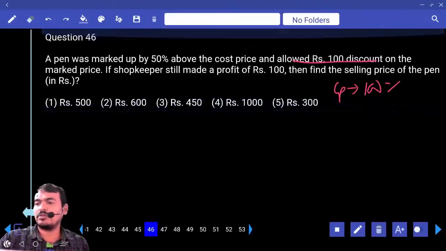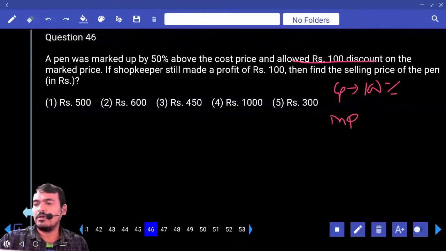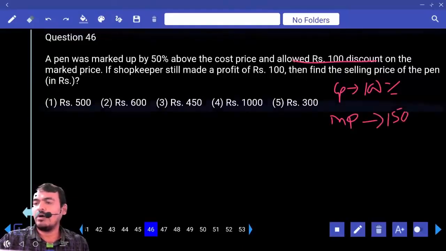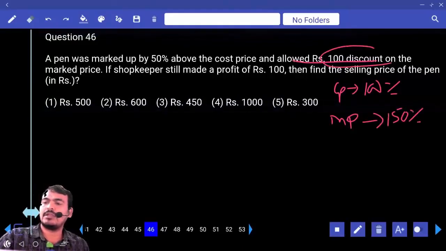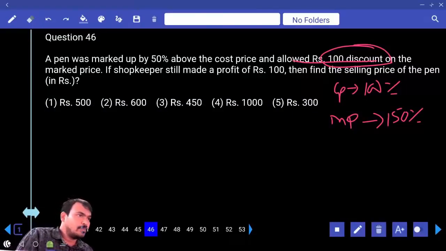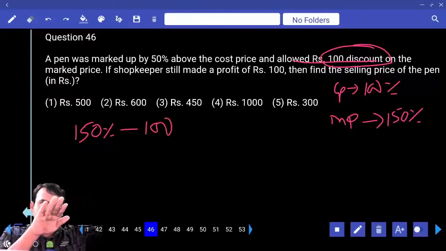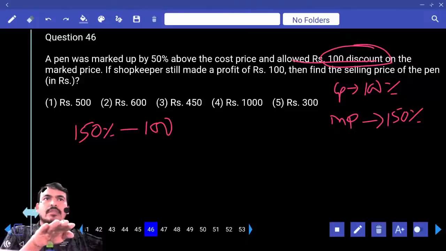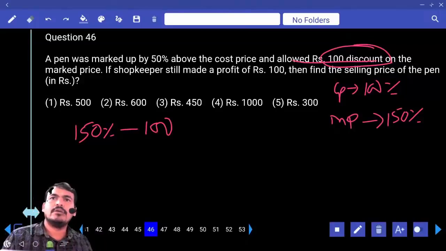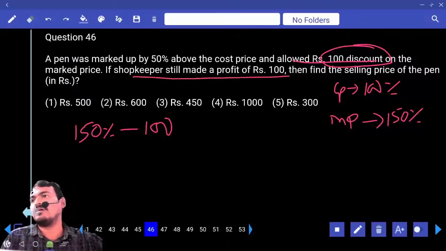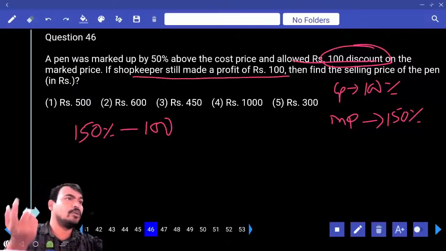Then the market price is how much? 150% or not? Out of 150%, how many rupees is the discount offered? 100 rupees discount or not? Out of 150%, the discount is how many rupees? 100 rupees or not? Market price minus discount, we get which one? Selling price or cost price? Selling price. But the shopkeeper still made a profit of how many rupees? 100 rupees.